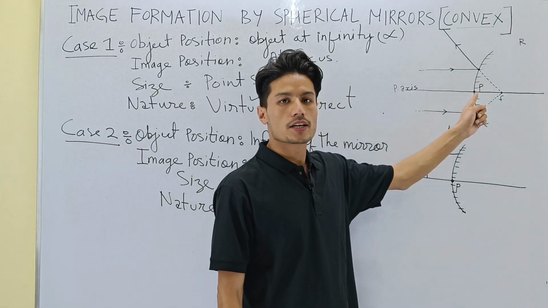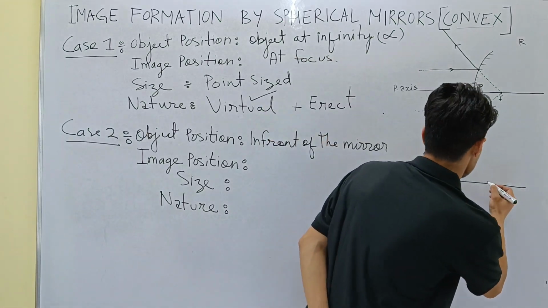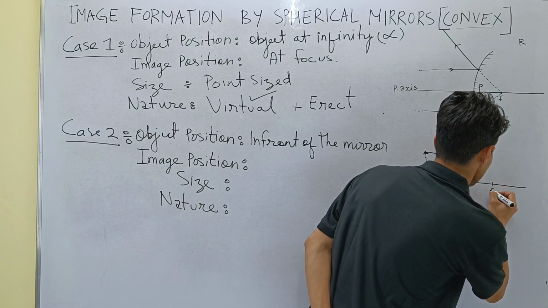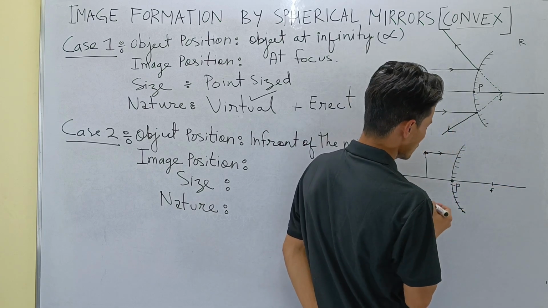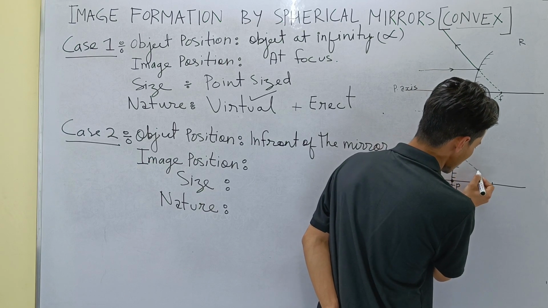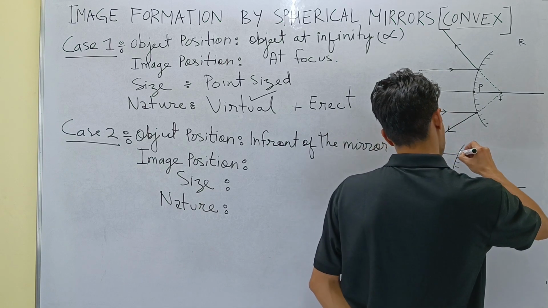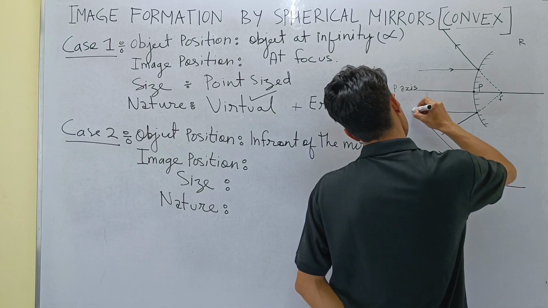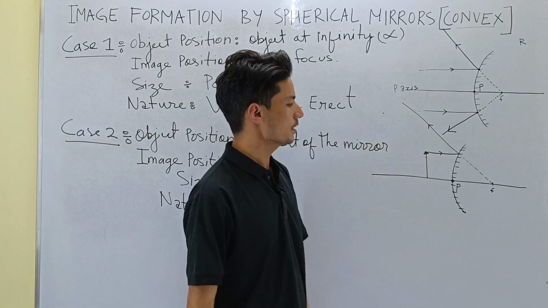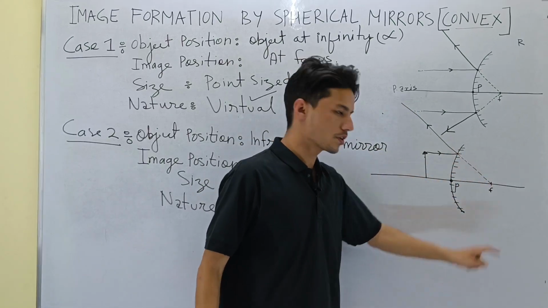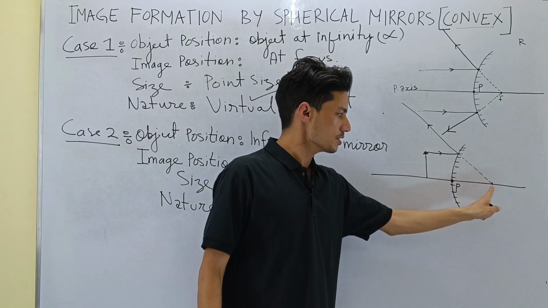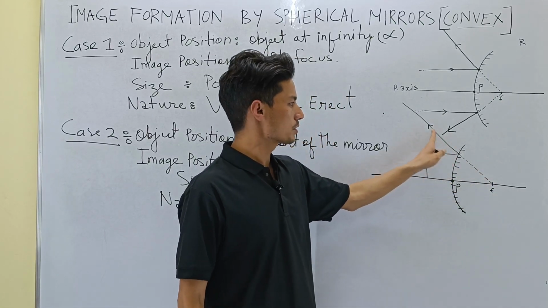But remember, this is a convex mirror. So let us first find the focus here. Let's say the focus is here. Then it will aim the focus. Now the reflected ray will go somewhat like this. It appears to touch the focus. This is rule number 1, isn't it? Ray traveling parallel passes through focus. This is virtual, so the figure will look somewhat like this.